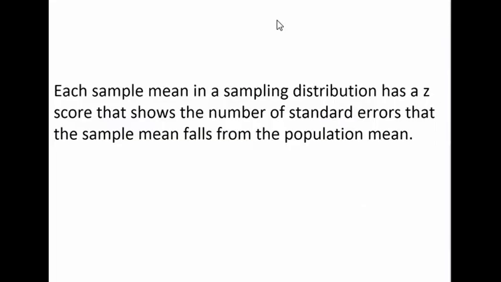Now we'll move on to talk about the z-score of a sample mean. Just like how every person in the population has a z-score that shows how far that person falls from the mean of the population, each sample mean in the sampling distribution has a z-score that shows how far that sample mean falls from the population mean. We talked about how the z-score of an individual person shows the number of standard deviations that that person falls from the population mean. In this case, the z-score of a sample mean shows the number of standard errors that that sample mean falls from the population mean.